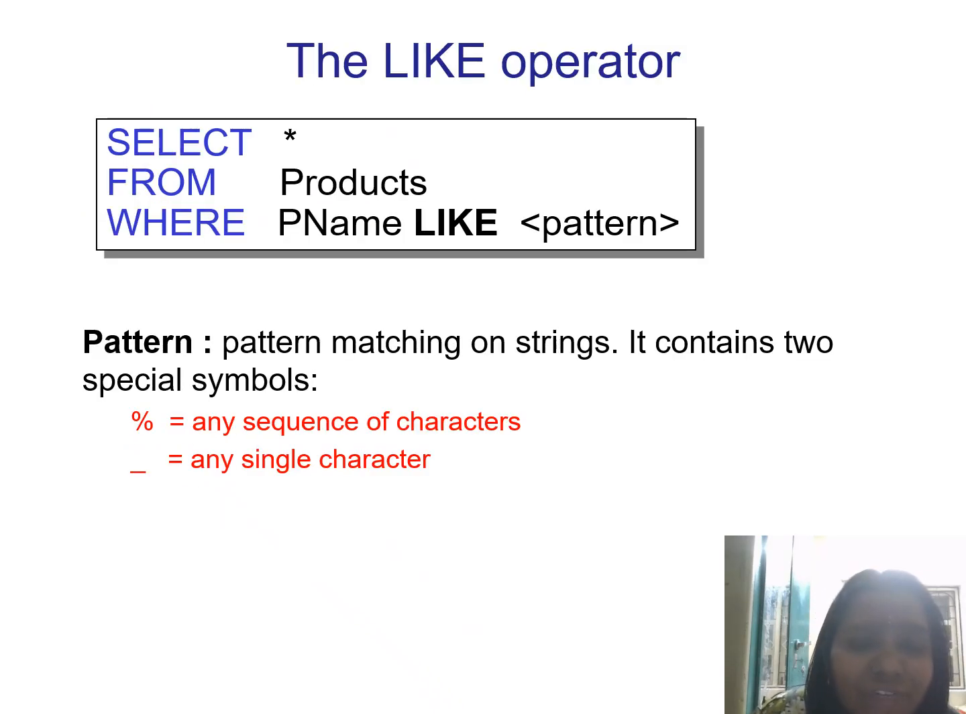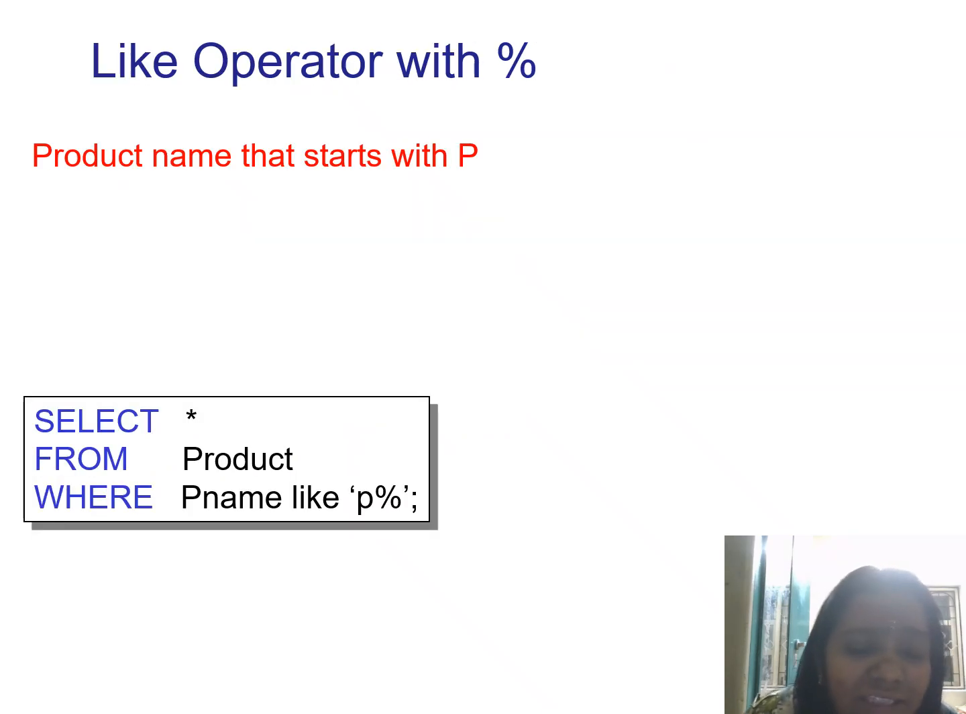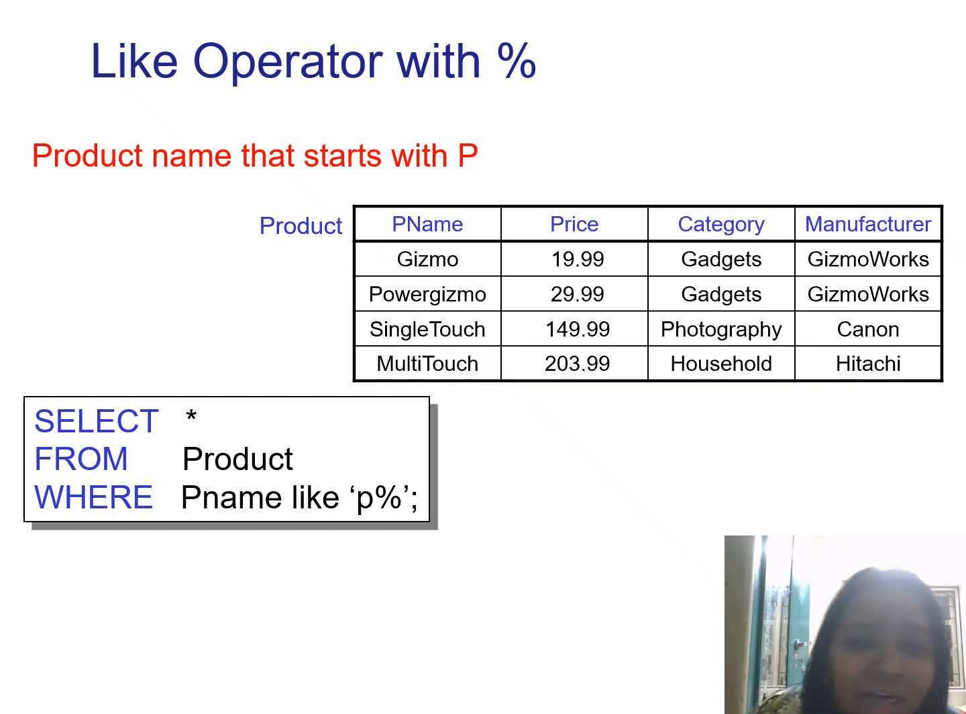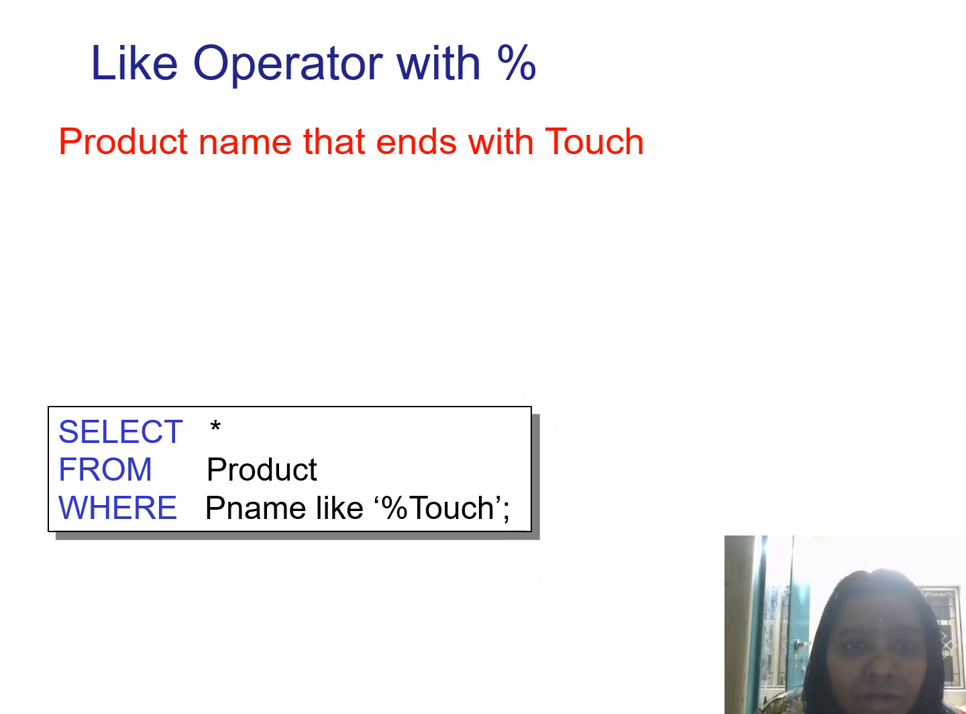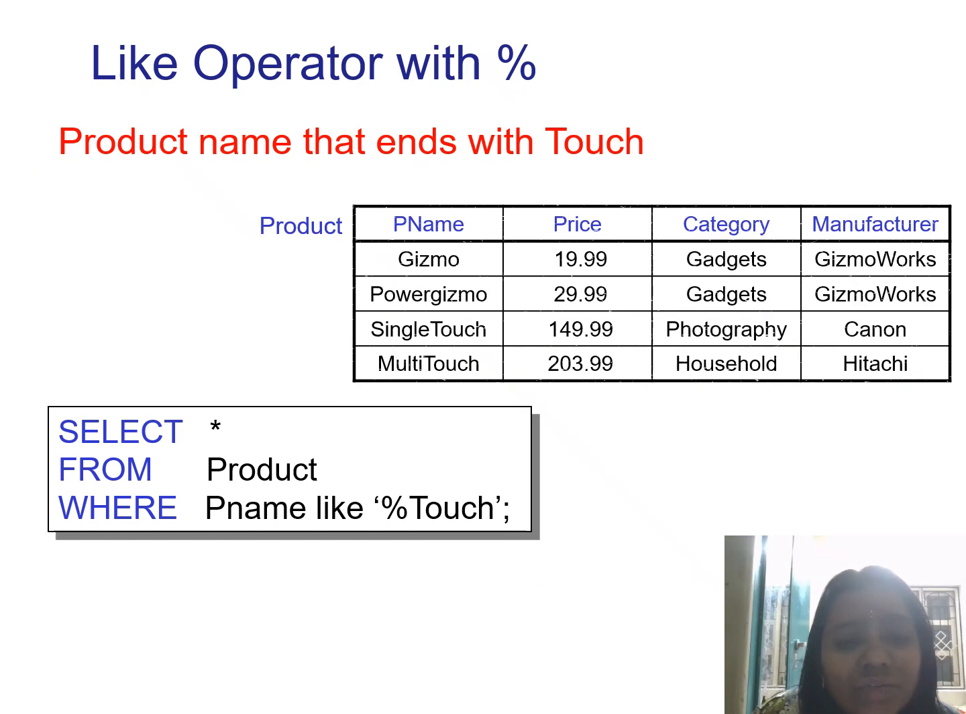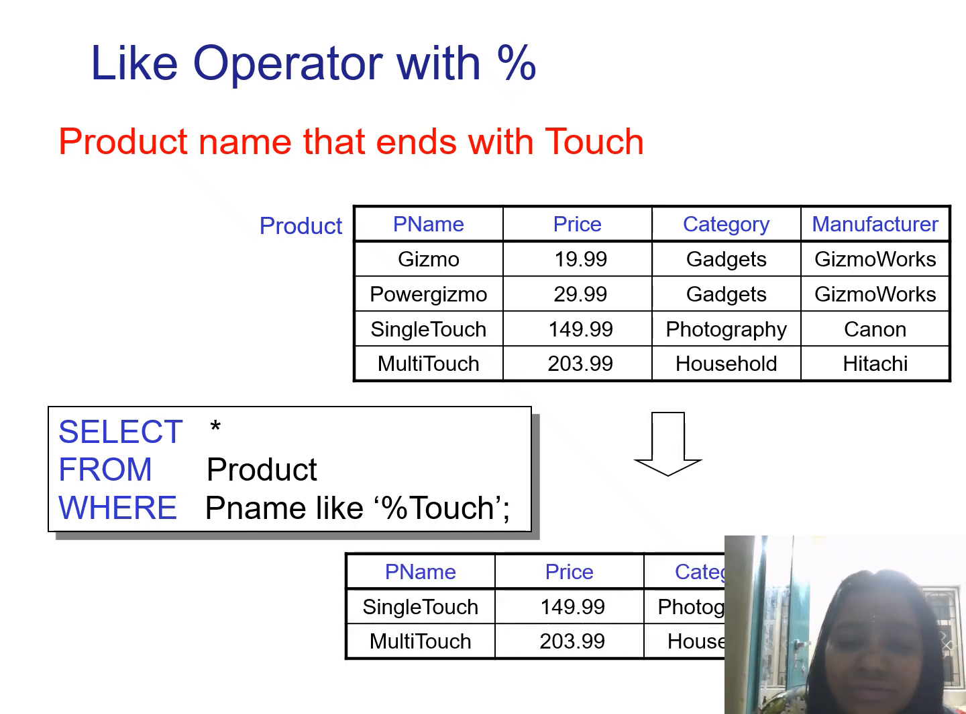The operators we have: the first one is the LIKE operator, which matches a sequence of symbols with characters and special characters. SELECT * FROM product WHERE P_name LIKE 'P%'. The products starting with P alone will be displayed, where we have single touch photography as the answer. Or a name that ends with touch: single touch, multi touch.